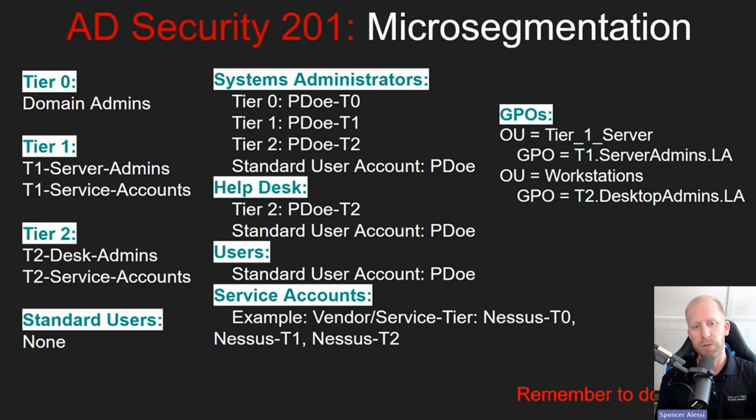This is again just another screenshot, another example of what some of this would look like. With this user account, you have your tier 0, your tier 1, your tier 2, and your standard account. For group policies, you have your tier 1 OU, server OU, with a tier 1 group policy. You have your workstations OU, or many different ones, and you have your tier 2 desktop admin accounts. And then essentially you get to a point where you can delete domain admins from local admins on workstations. You can delete all those other members and just add the users or groups that should have admin on those workstations.